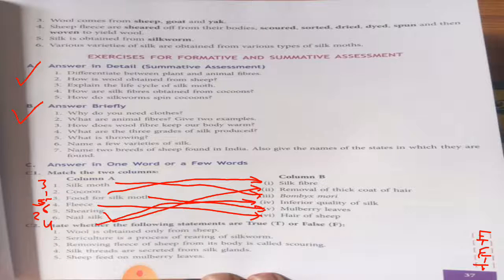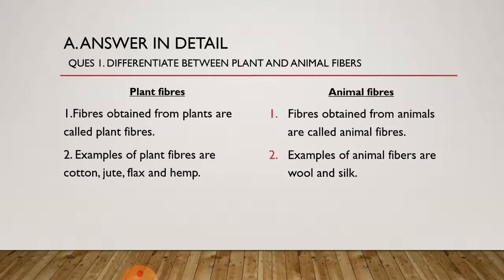Now in this class, we are going to complete A and B exercises of this chapter, which is on page number 37. Now you can see A part, answer in detail. Question number 1. Differentiate between plant and animal fibers.